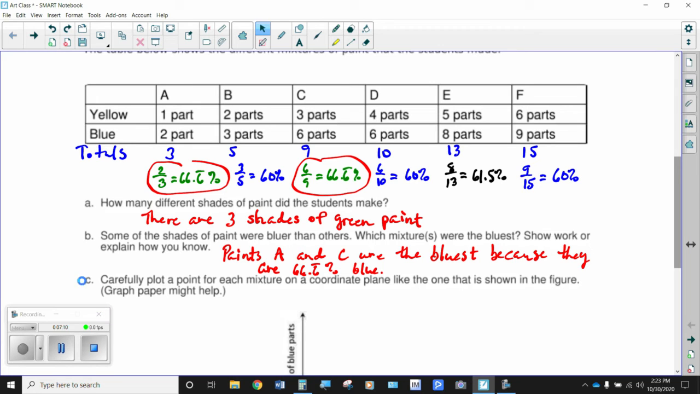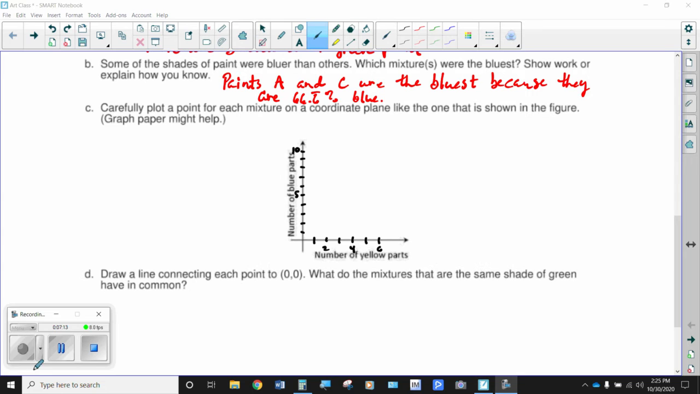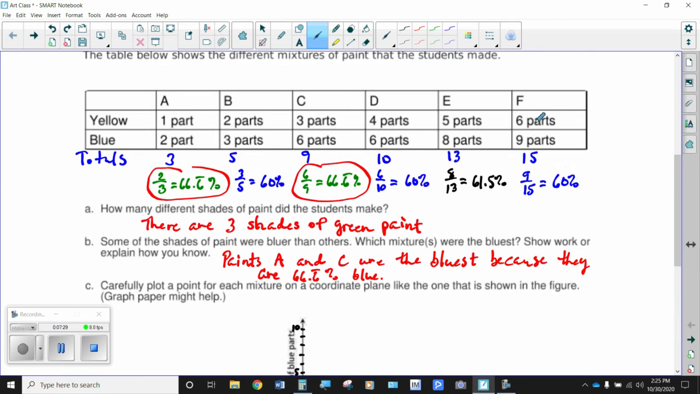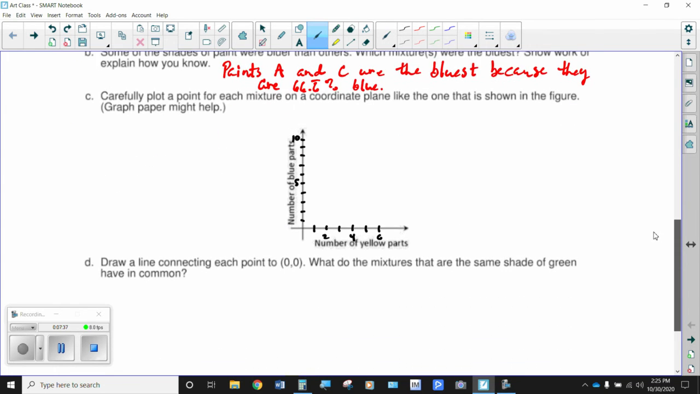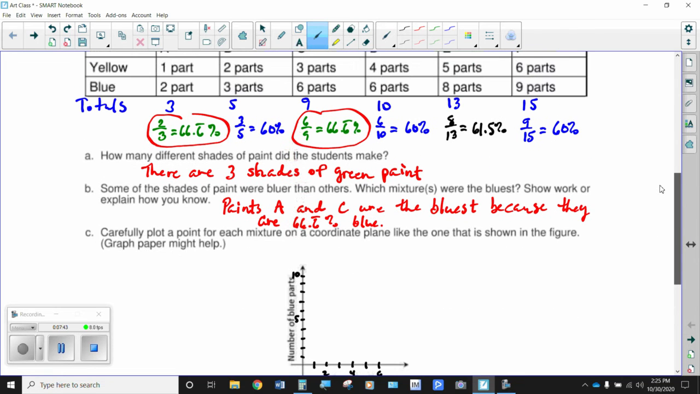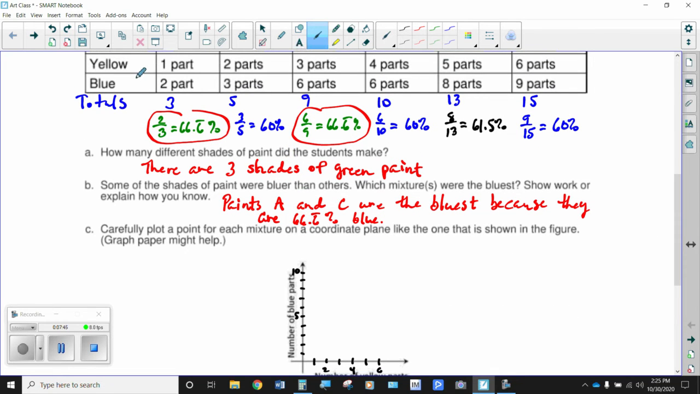Okay, so let me pause for a second and get this set up. Okay, so as you're making the graph, if you have coordinate grid paper, that would be ideal. If you're doing it from a print off from this, I just decided to count by ones on the x-axis, and it has to go all the way up to 6 because that's the greatest number of yellow parts you're going to have. And on the y-axis, the vertical axis, I needed it to go up to 9 because that's the greatest number of parts we have there. And so what we want to do is try and find these approximate locations. So I'm going to take this ratio of yellow parts to blue parts, and we're going to think about those in terms of an ordered pair.